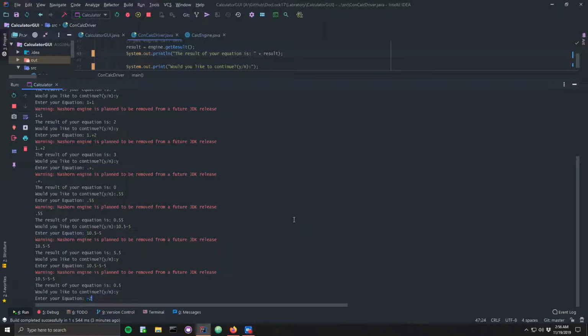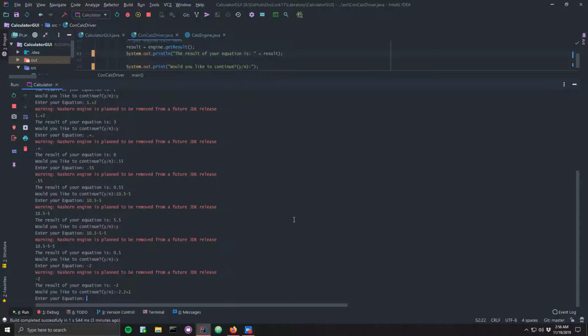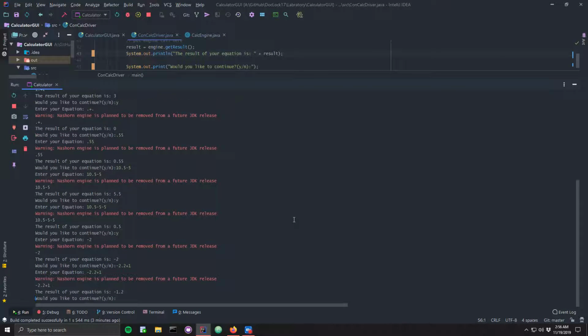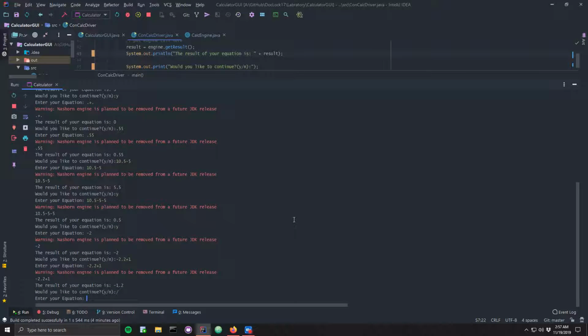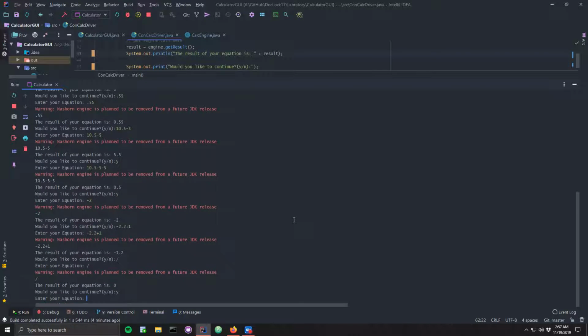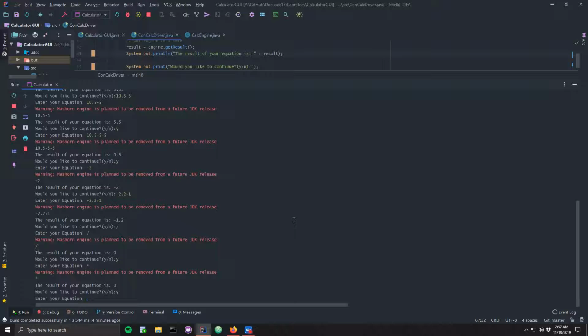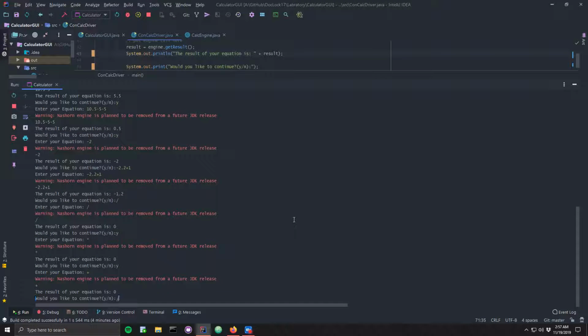Moving right along here, minus 2 is minus 2, minus 2.2 plus 1 should give us, oh my goodness, I keep doing that, should give us negative 1.2, and then of course if I go slash enter, gives us 0, and multiply gives us 0, plus gives us 0, and minus by itself gives us 0.